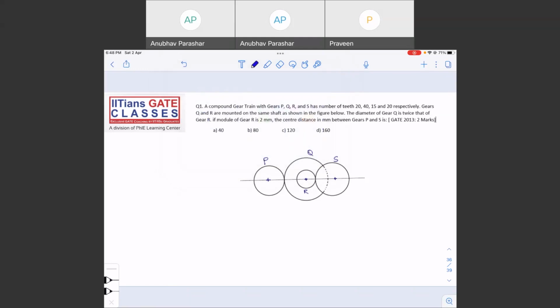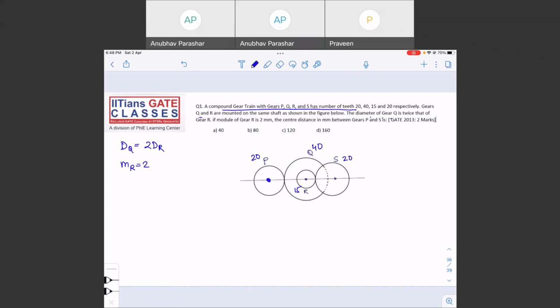A compound gear train with gears P, Q, R, S has number of teeth: P has 20, Q has 40, R has 15, and S has 20 teeth respectively. Gears Q and R are mounted on the same shaft as shown in the figure below. The diameter of gear Q is equal to twice the diameter of gear R. If the module of gear R is 2 mm, the center distance between the gear P and S is.